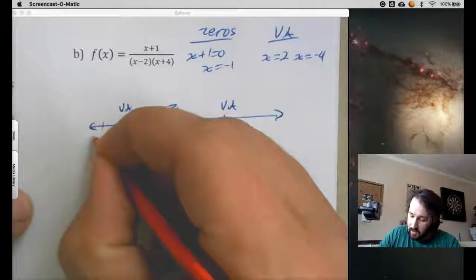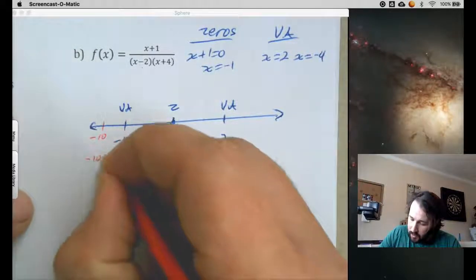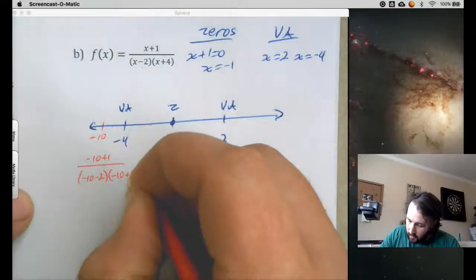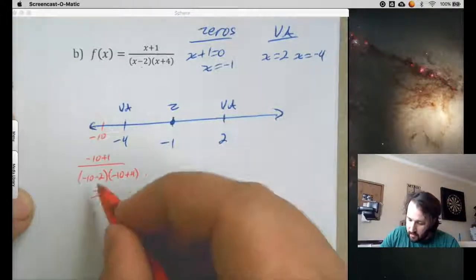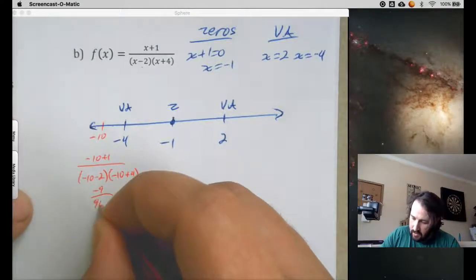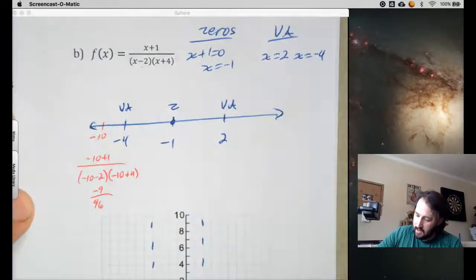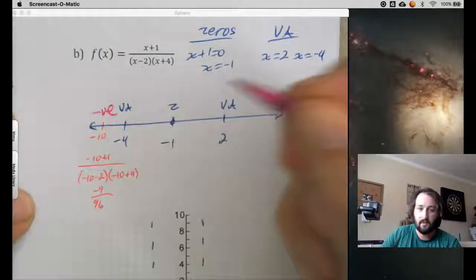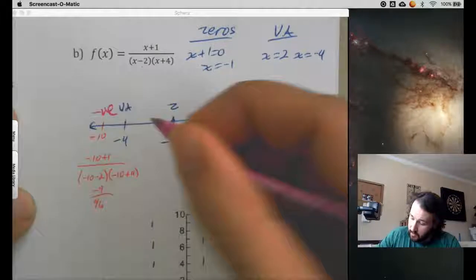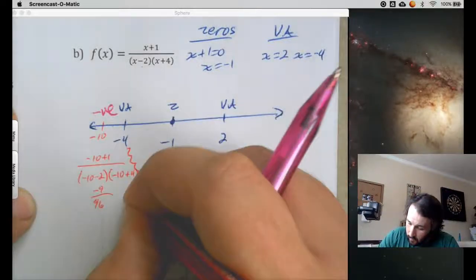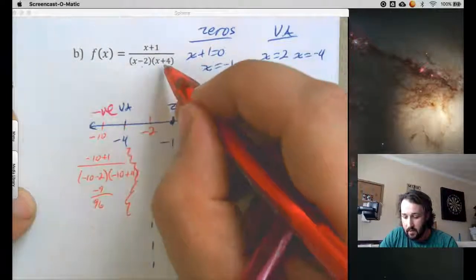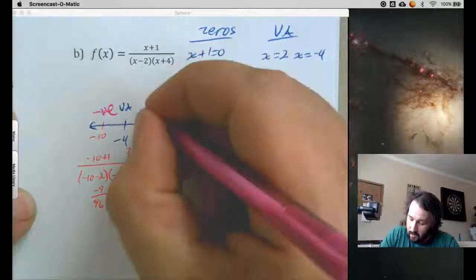So if I choose, say, -10 again, if I do -10 plus 1 over -10 minus 2 and -10 plus 4, this would be -9 over -12 times -6, which would be a +96. So the biggest thing I care about is this is a negative value over here. So these are negative right there. Now if I choose something between -4 and -1, say I choose -2. If I put in -2, that'd be negative on top. That's negative, that's positive. So negative divided by a negative would be a positive.